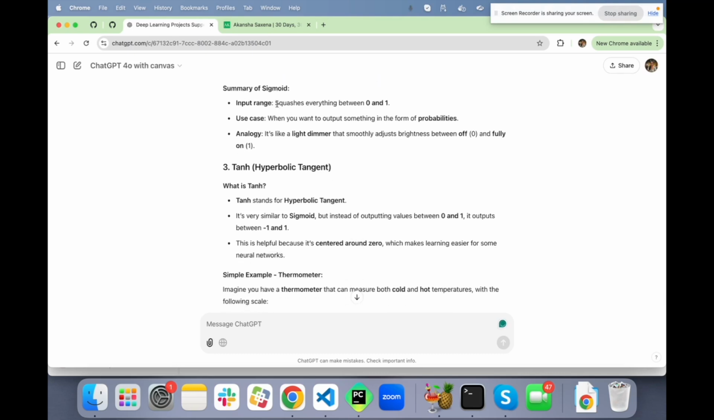Then the summary is that it squashes the input between 0 to 1. It is like probabilities, where you want to detect what is the probability of this being 0 or 1.